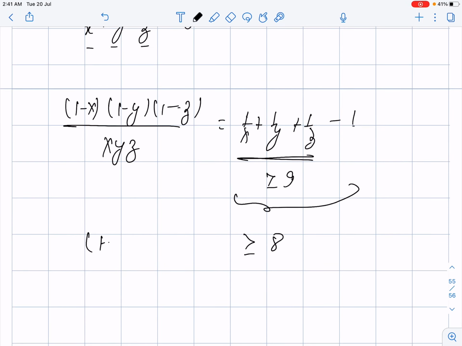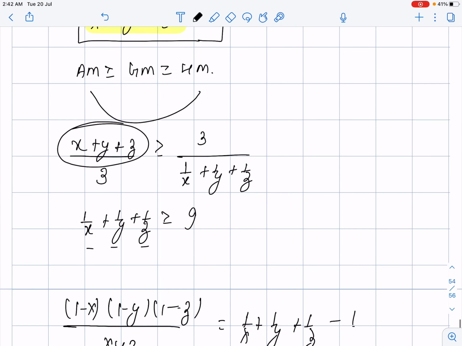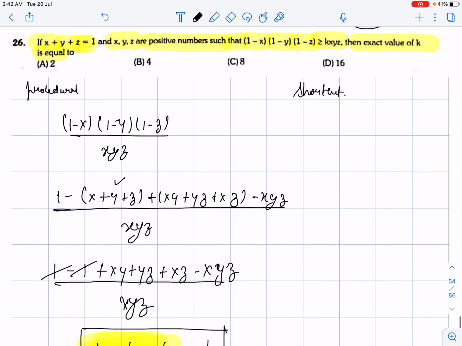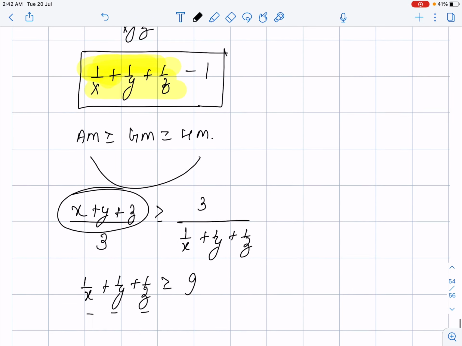That means (1 minus x)(1 minus y)(1 minus z) divided by xyz will be greater than or equal to 8. That means (1 minus x)(1 minus y)(1 minus z) will be greater than or equal to 8 times xyz. And what was given to us in the question? k times xyz. So k becomes 8 over here. So 8 is the right answer for this question.